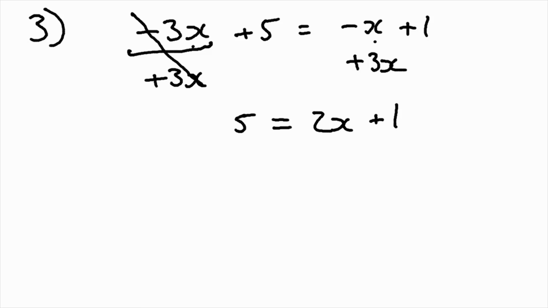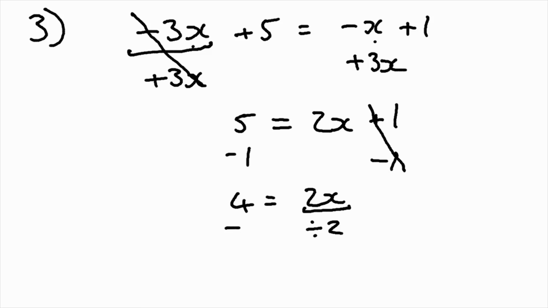We have a plus 1 at the end. How do we get rid of a plus 1? We subtract 1. We cancel out. It's going to give us 4 equals 2x. 2x means 2 times x. So what's the opposite of timesing by 2? Dividing by 2. 2 equals x. Or we can say the other way round, x equals 2.